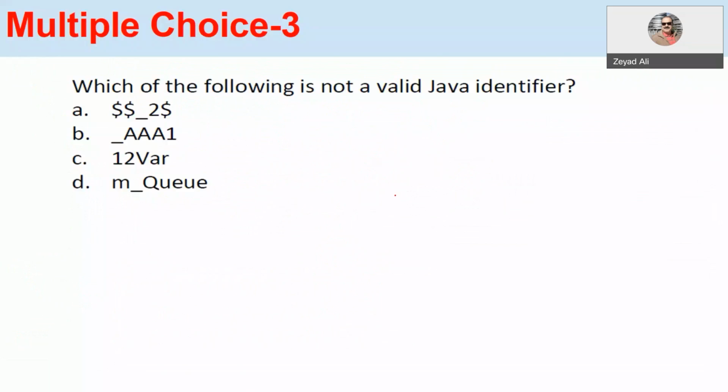Multiple choice 3. Simple question. Which of the following is not a valid Java identifier? Identifier means either a variable name or even a function name or a method name. So C is not a valid identifier simply because it starts with a digit. You can start with an underscore. You can start with anything. You can add a digit, but not in the beginning. You cannot start with a digit. This is very common in many programming languages.